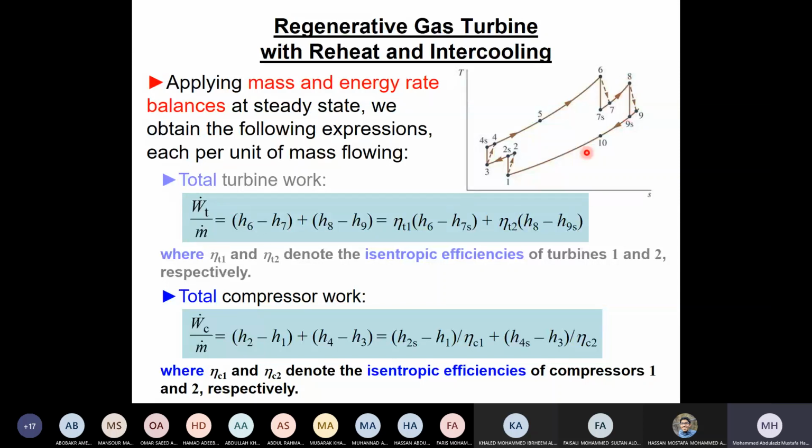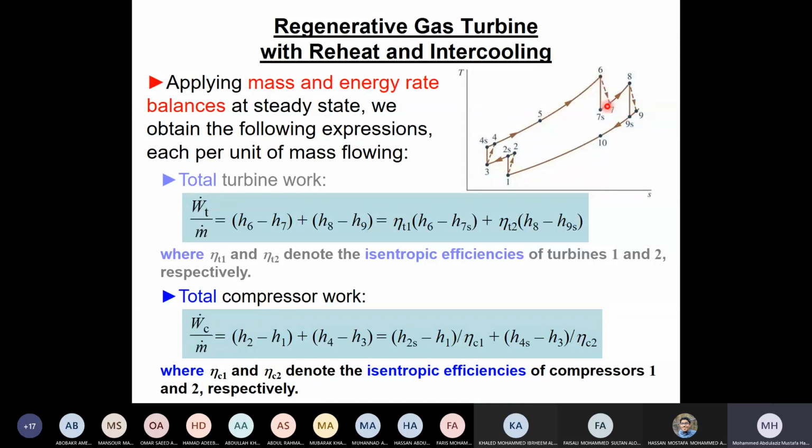P1 is the same as the inlet, therefore I can define 8 and 9. So with this we can calculate W turbine. Then we'll go now to Qn.